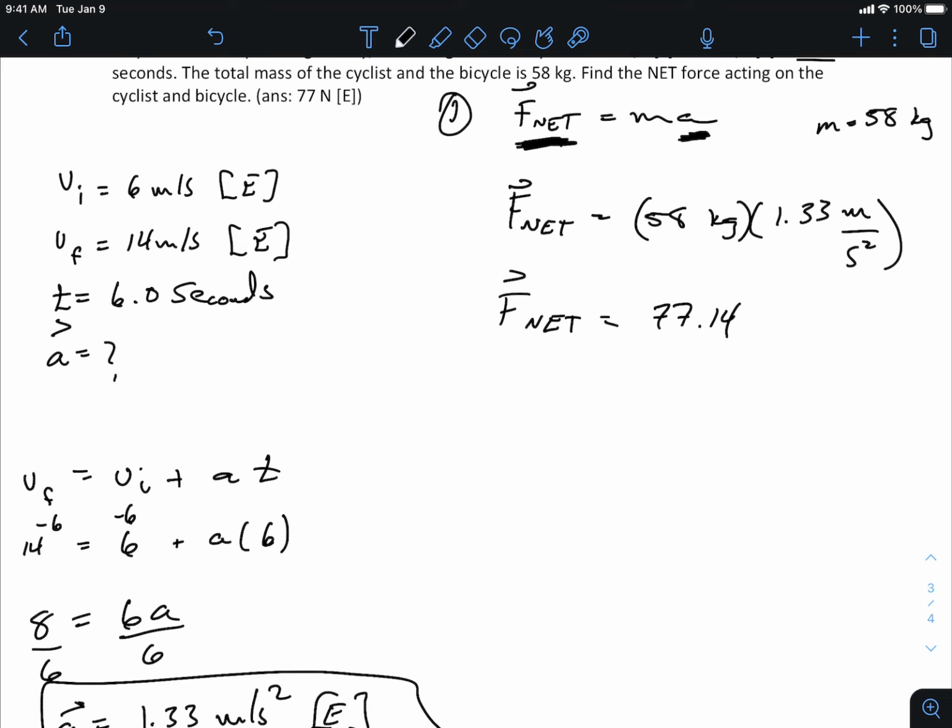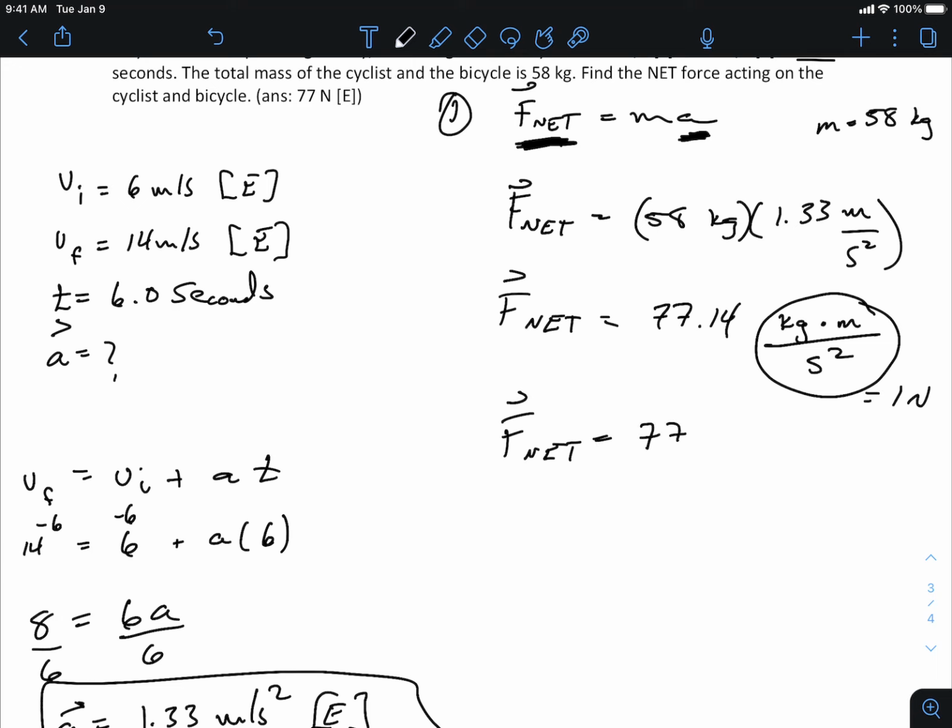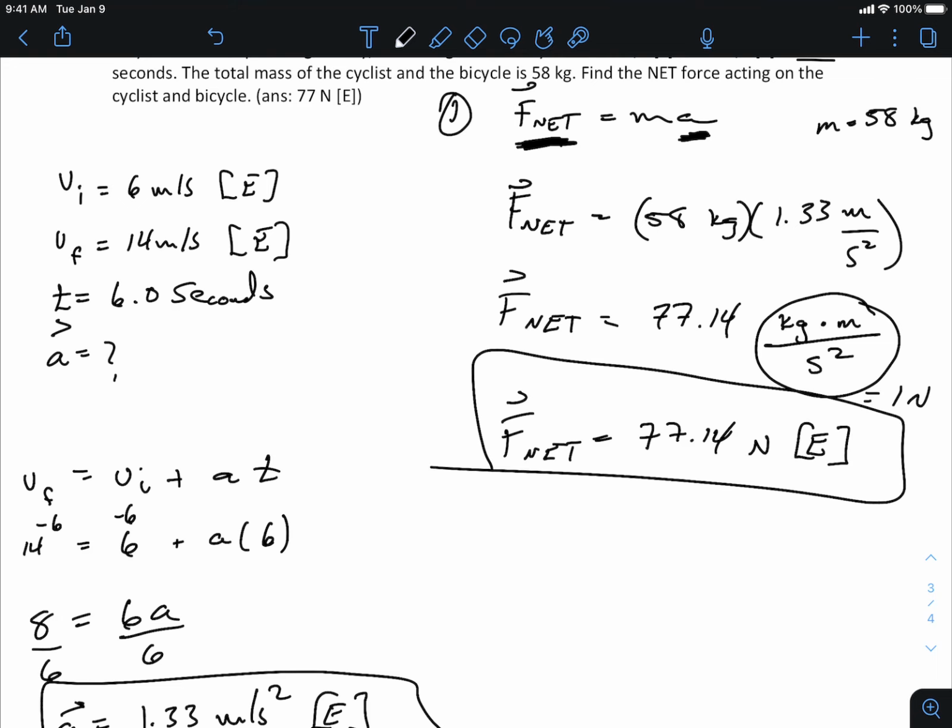Now take a look at the units. The units are going to be kilograms meters per second squared. Well, this looks awfully familiar. That's 1 Newton. So we say F net is 77.14 newtons in the east direction. Okay, is everybody okay?